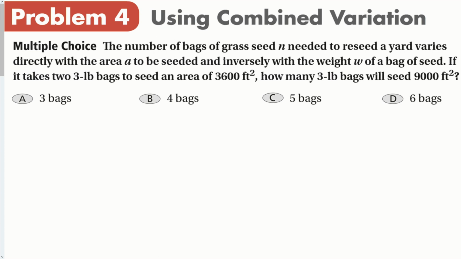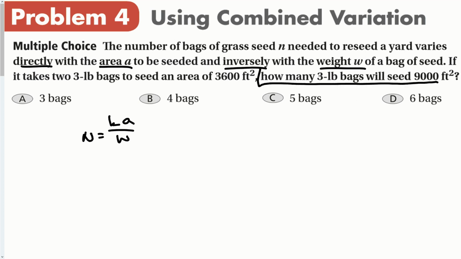The number of bags of grass seed n needed to reseed a yard varies directly with the area, inversely with the weight of the bags of seed. So basically my formula is going to be some constant, because I'm varying directly and inversely, directly with the area, inversely with the weight. Now I'm going to have to solve for K, and then once I have solved for K, I answer this question. This sentence right here helps me find K.